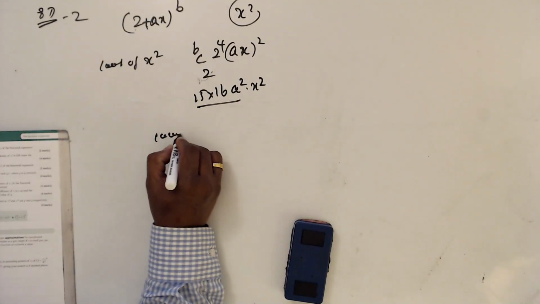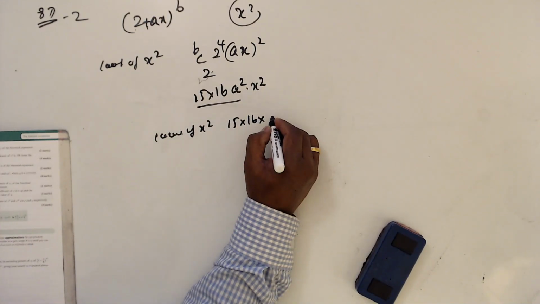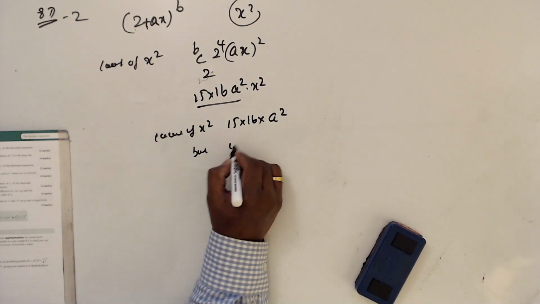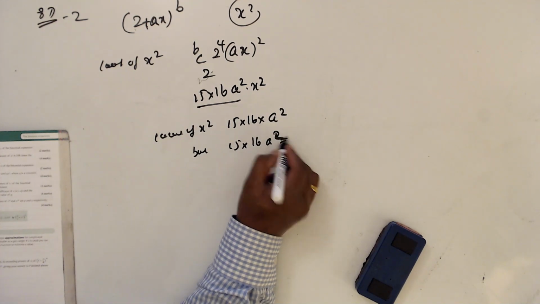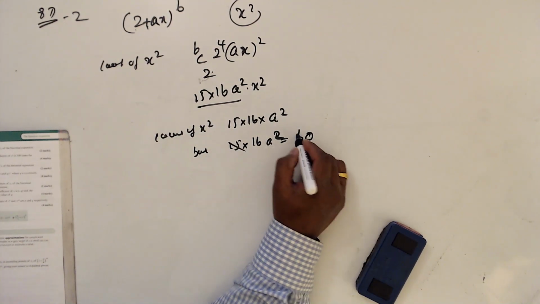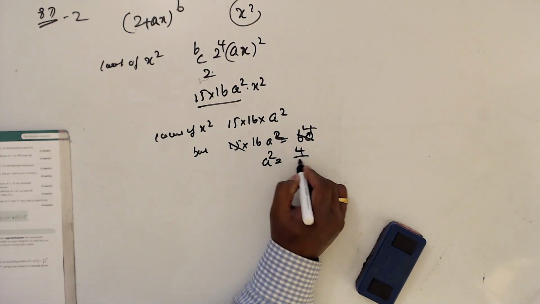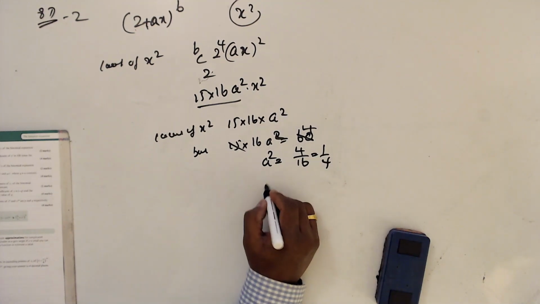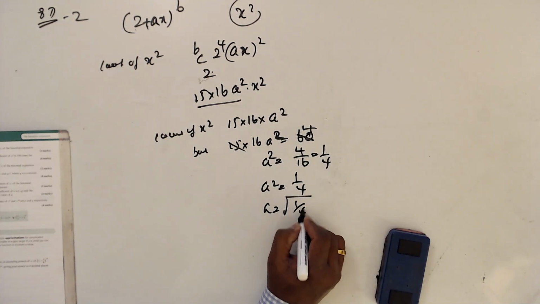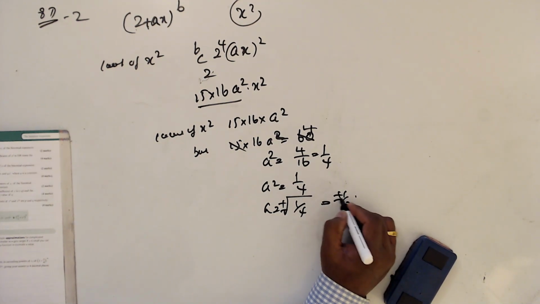So the coefficient of x squared equals 15 times 16 times a squared, and this is equal to 60. So 15 times 16 a squared equals 60, and this is going to be 4. a squared equals 4 over 16, which is 1 over 4. a squared equals 1 over 4, a equals plus or minus the square root of 1 over 4, which is plus half or minus half.